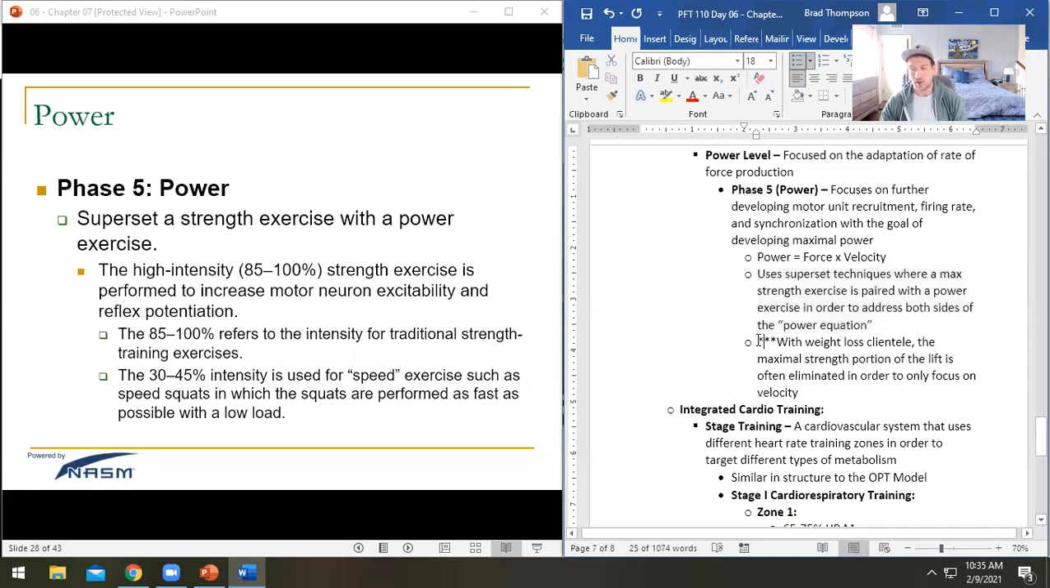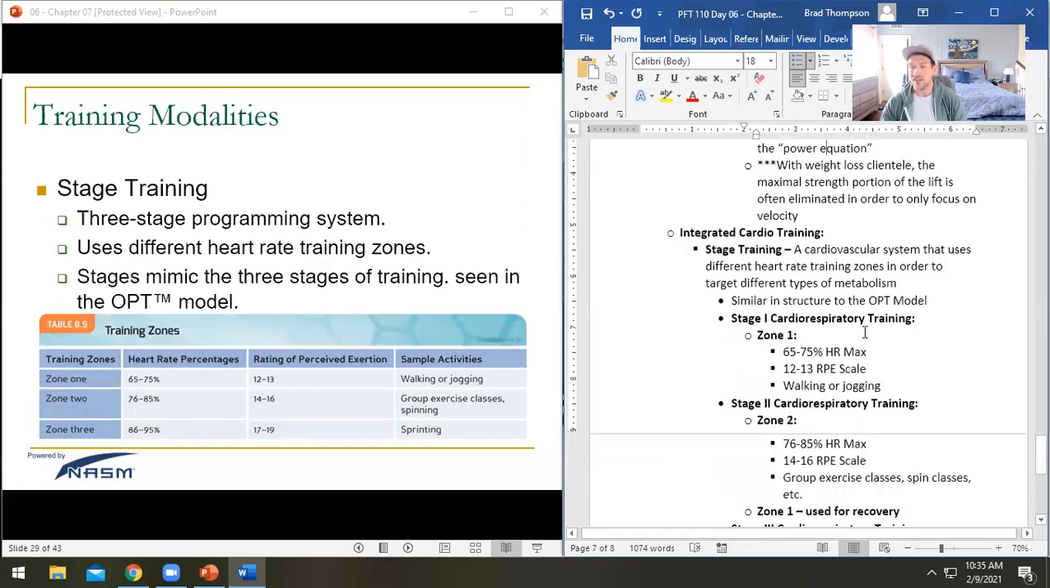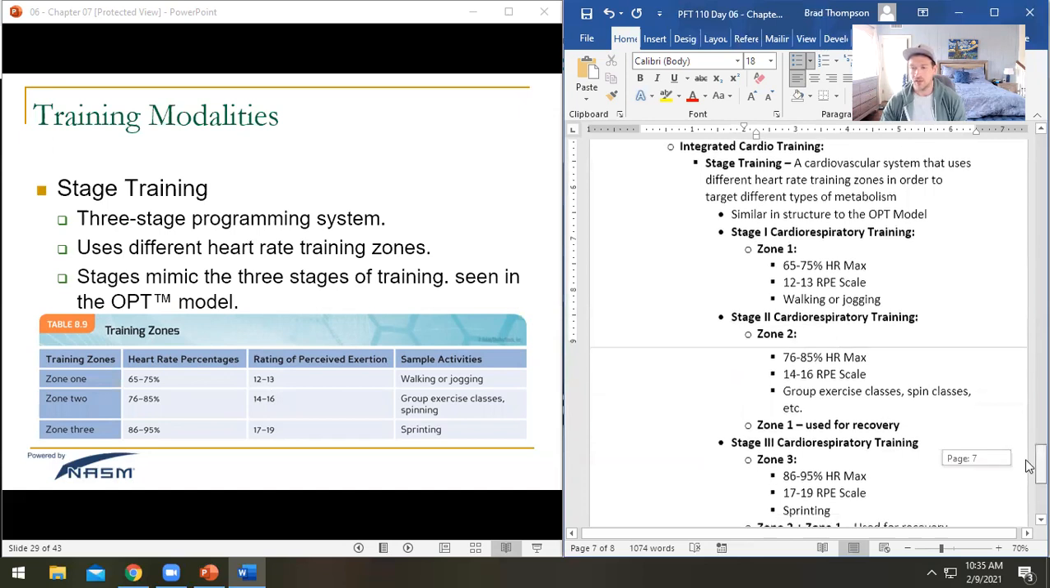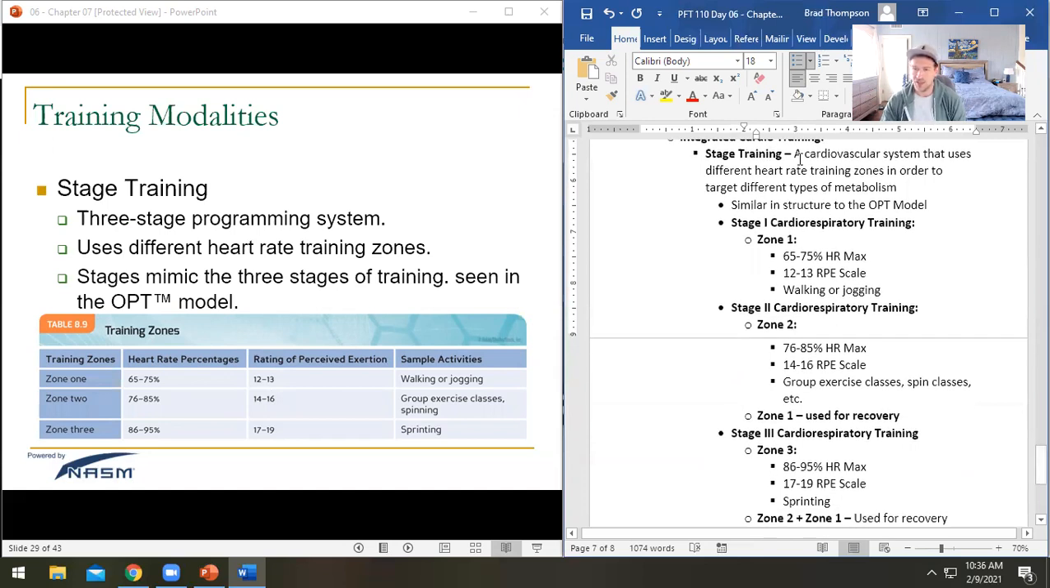Now, really quickly, I want to put an asterisk here, just so we're aware: with our weight loss clients, the maximal strength portion is probably not very safe, because heavy body weight plus heavy weight is kind of a dangerous mixture. So instead, we will often eliminate the force production and just focus on the velocity, which is still somewhat effective, although not perfect. But don't let perfect be the enemy of good.